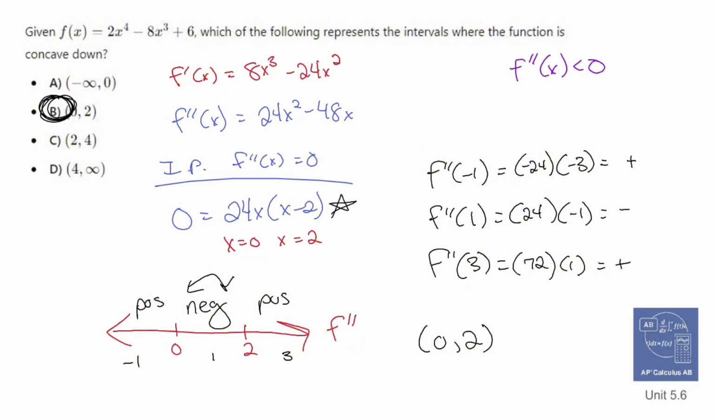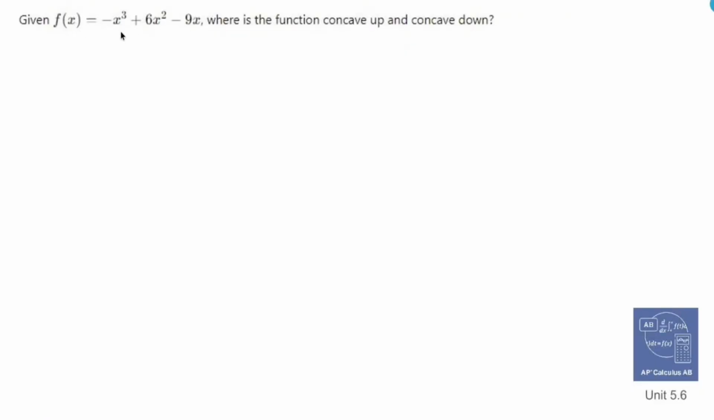Fun stuff. Given f of x equals negative x to the third plus 6x squared minus 9x, where is the function concave up and concave down? Well, my function is going to be concave up when the second derivative is greater than 0. It's going to be concave down when the second derivative is less than 0.